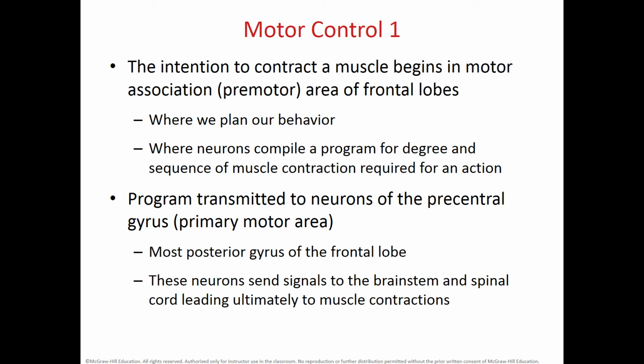Motor control is given anteriorly to the central sulcus in the premotor area of the frontal lobes. And this area will have neurons, the upper motor neurons, that send this signal into the lower motor neurons so we can have the contraction of our muscles.